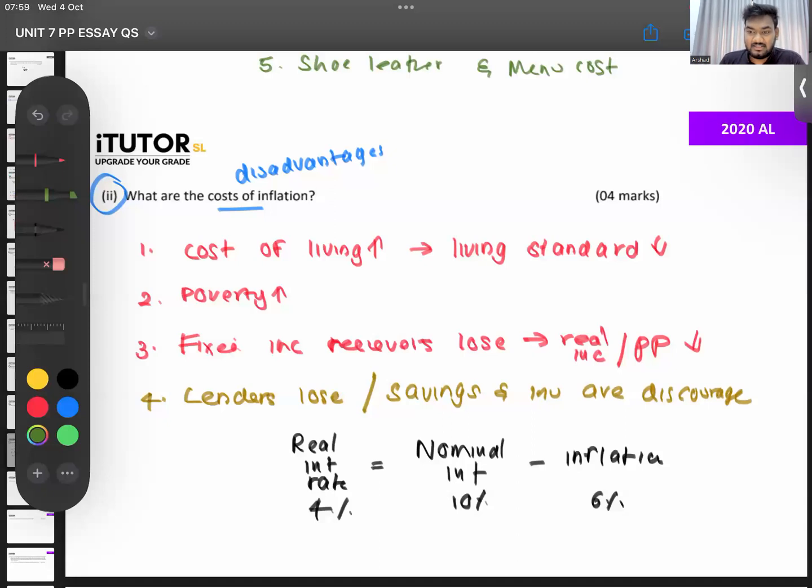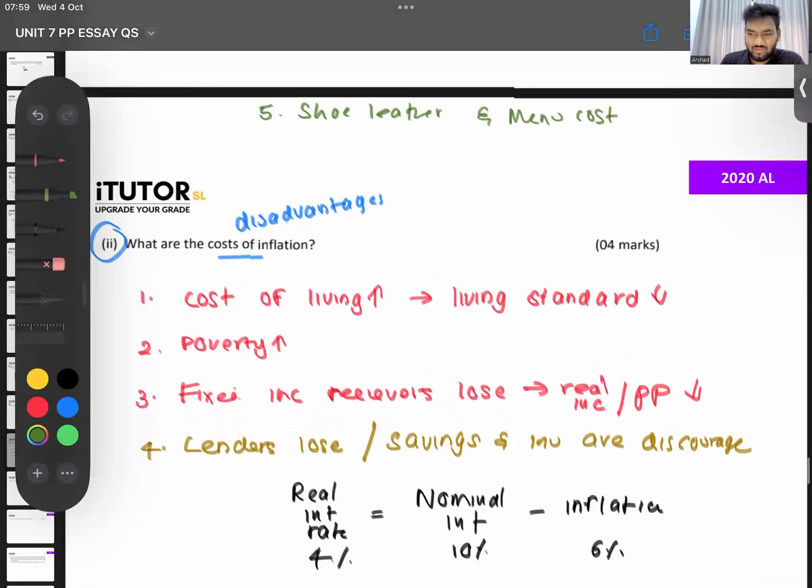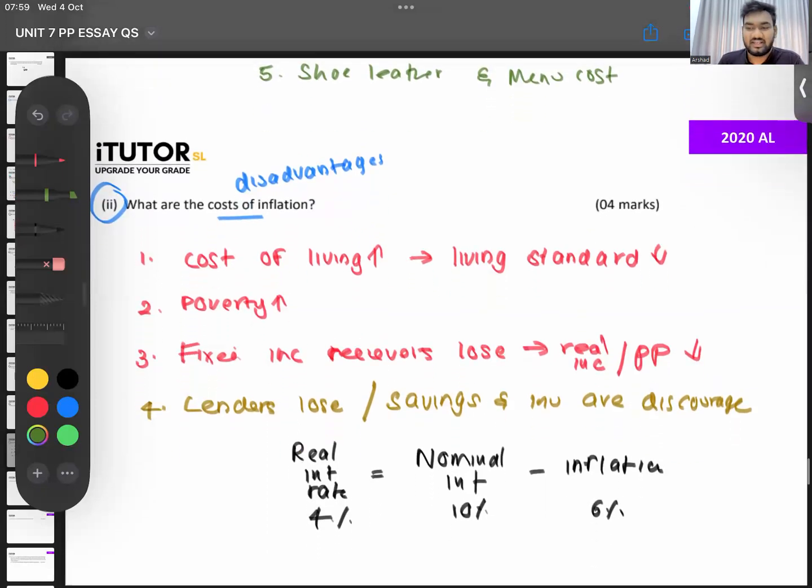Since through inflation borrowers can benefit, can't investment increase? They will not borrow and invest, they'll borrow and spend. Overvaluation of exchange rate, you can go there, but since that's a little bit advanced, I'll keep the overvaluation part for unit number 10.